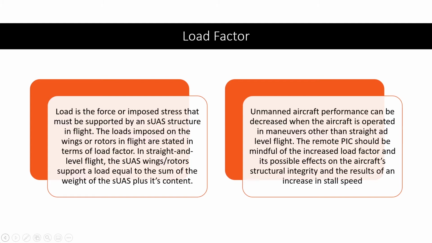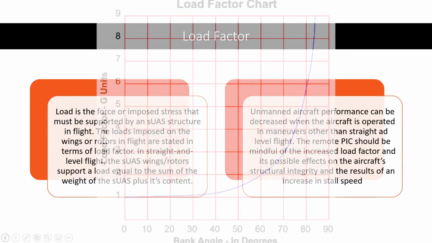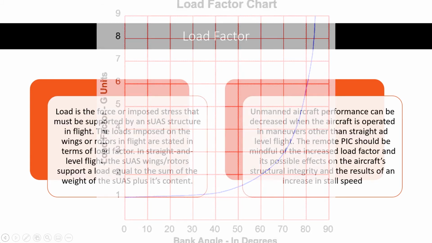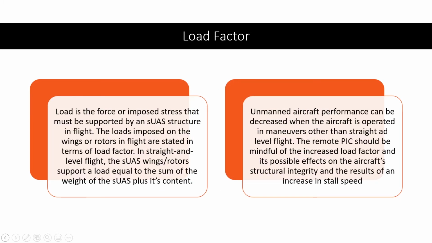Unmanned aircraft performance can be decreased due to the increase in load factor when the aircraft is operated in maneuvers other than straight and level flight. The load factor increases at a significant rate after the bank has reached 45 to 50 degrees. The load factor for any aircraft in a coordinated level turn at 60 degrees bank is 2 Gs. So it's 2 times the pull of gravity. The load factor in a bank of 80 degrees is about 5.7 Gs.